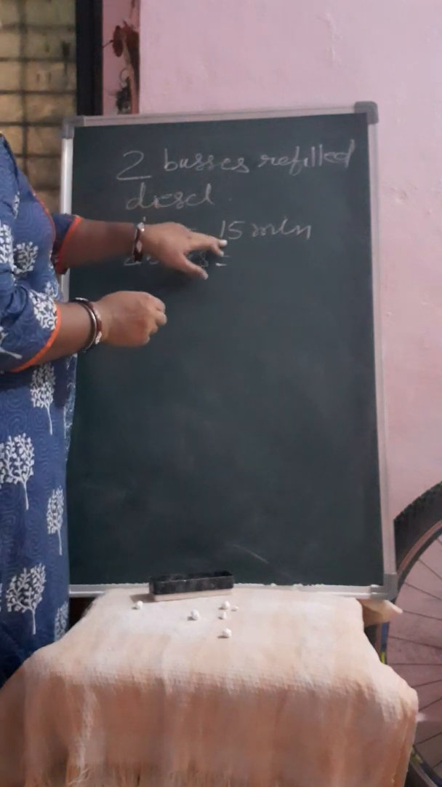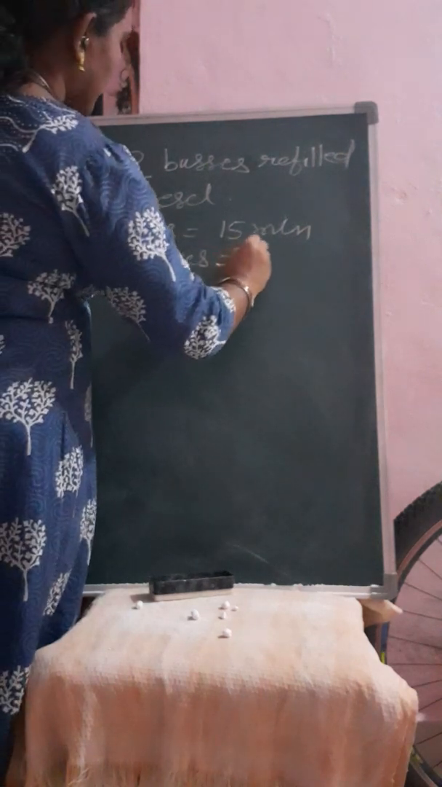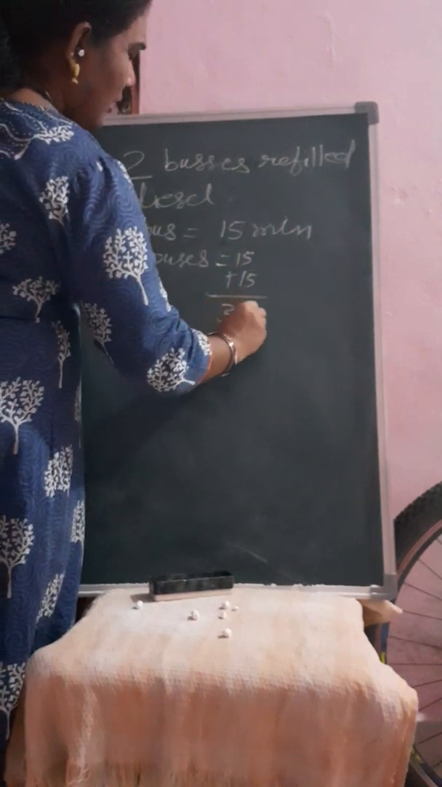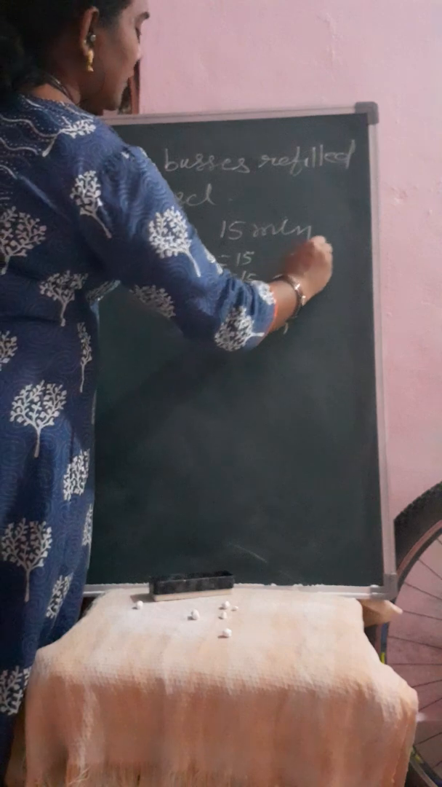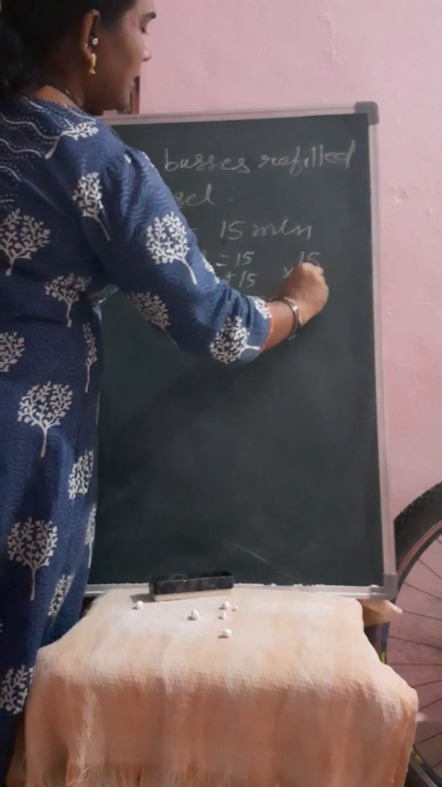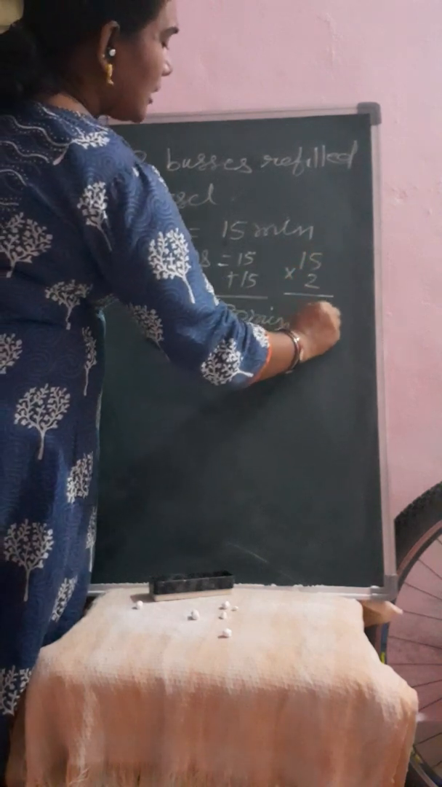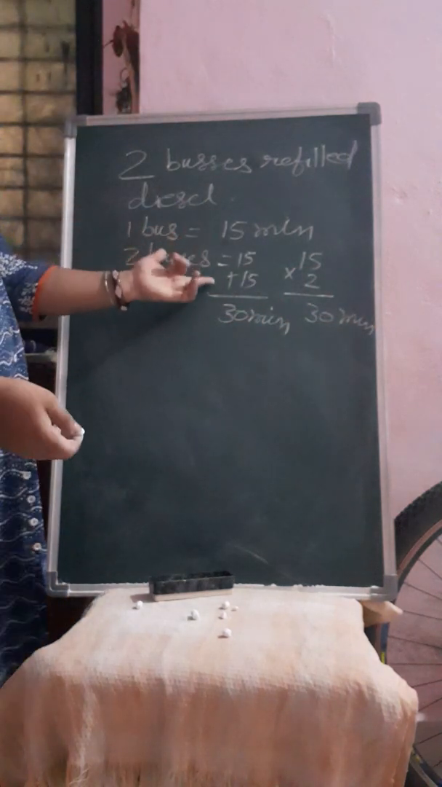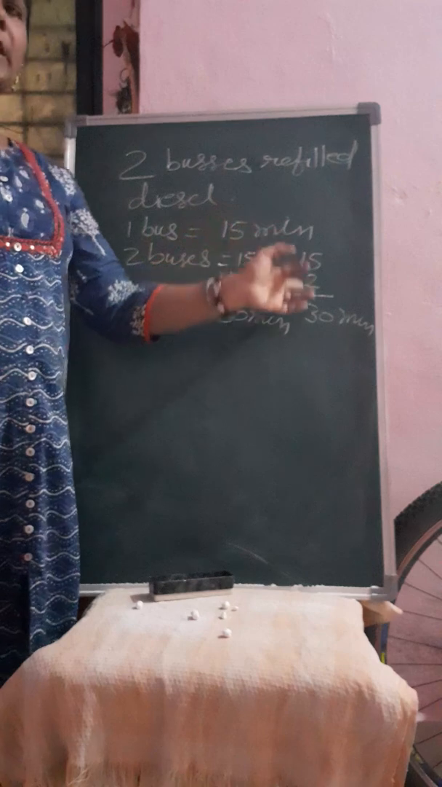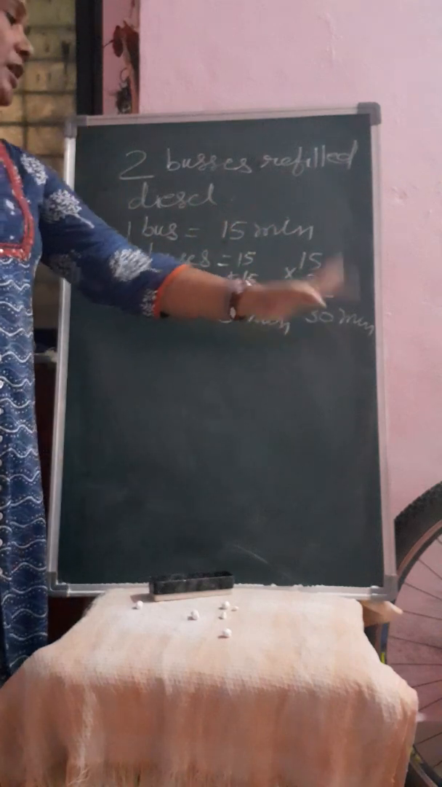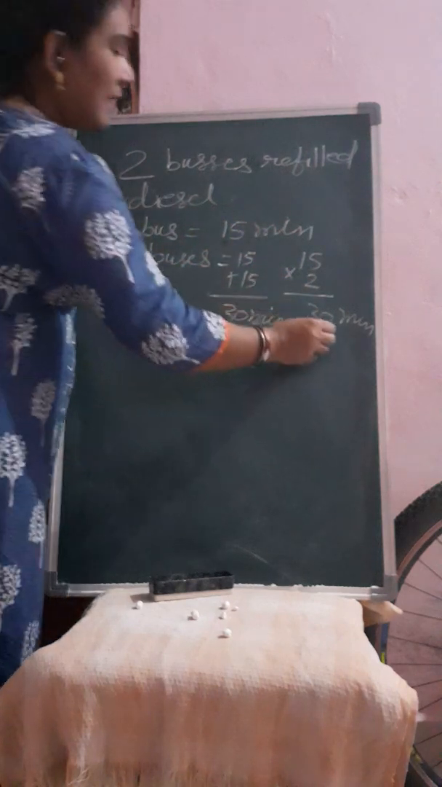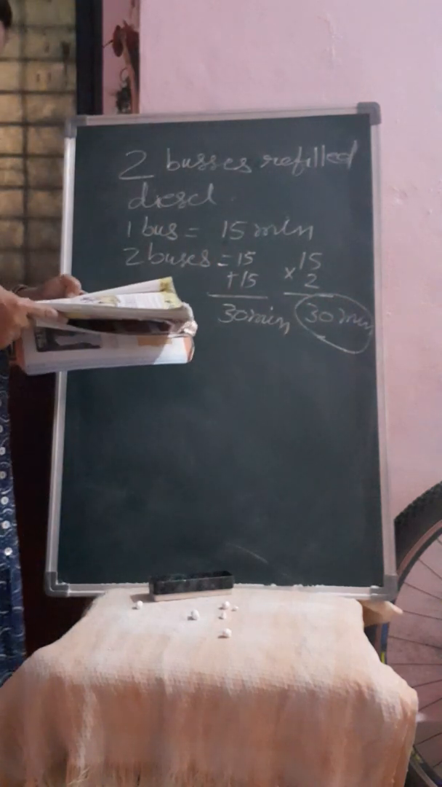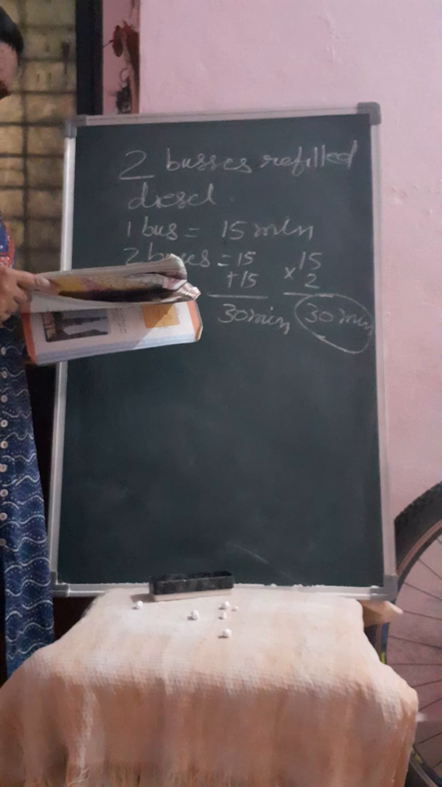We will multiply 15 multiplied by 2, or you can go for 15 plus 15. You can get 30 minutes. Both answers will come the same, because there are 2 buses. You can do it this way also. So there are 30 minutes. How much time did they get late here? 30 minutes. Okay.